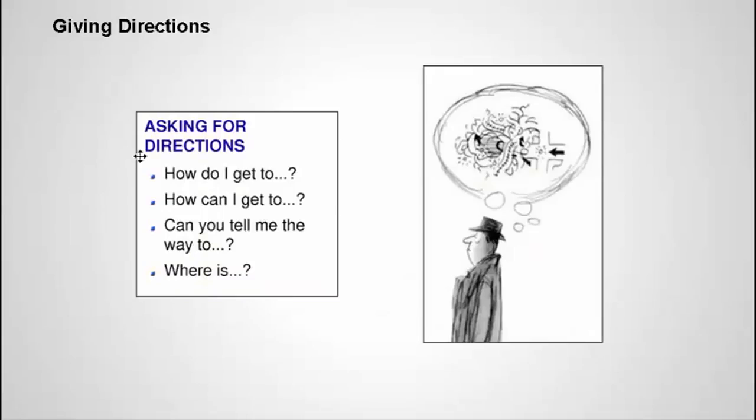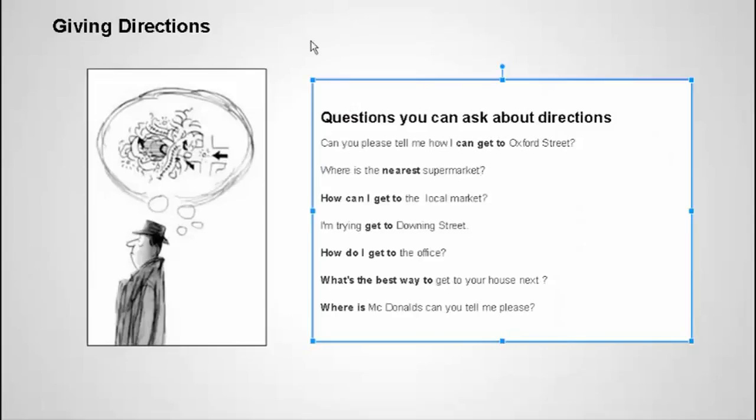Here's some ways to ask for directions. How do I get to? How can I get to? Can you tell me the way to? Here's some questions you can ask about directions. Can you please tell me how I can get to Oxford Street? Where is the nearest supermarket? How can I get to the local market? I'm trying to get to Downing Street. That's not a question, but if you say that, I will know you are looking for a place.